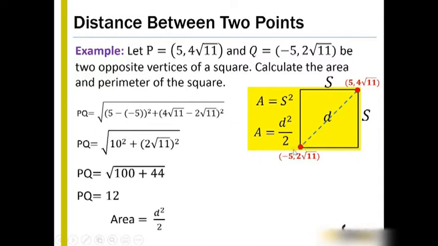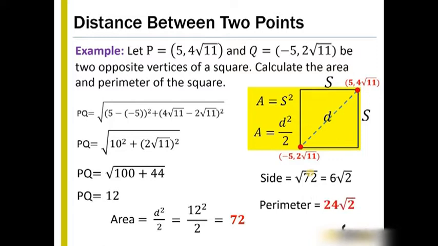Now if we use the area formula d squared over 2, we can calculate that the area is 12 squared over 2, which is 144 over 2, which is 72. We were asked to calculate the area and the perimeter, so let's do the perimeter next. To do the perimeter, we need to know what the side length is. We can find the side length by doing the square root of the area, so the square root of 72, which is 6 root 2. The perimeter is then 4 times 6 root 2, which is 24 root 2, because there are 4 sides to the square.